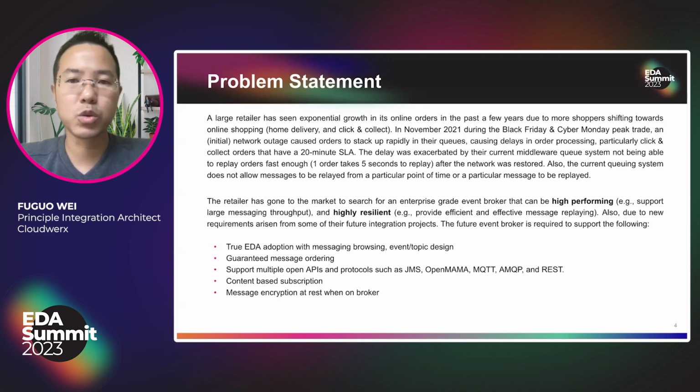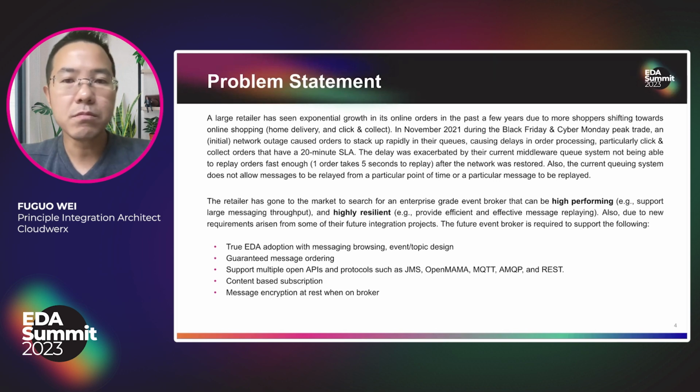And in November 2021, during the peak trade, Black Friday and Cyber Monday, a network outage occurred in the IT system of this retailer. That outage lasted for about 2 hours. And during that time, the online orders stacked up quite rapidly. They were seeing hundreds and thousands of orders online in a minute. So it's quite a lot of orders stacked up in their middleware queue.